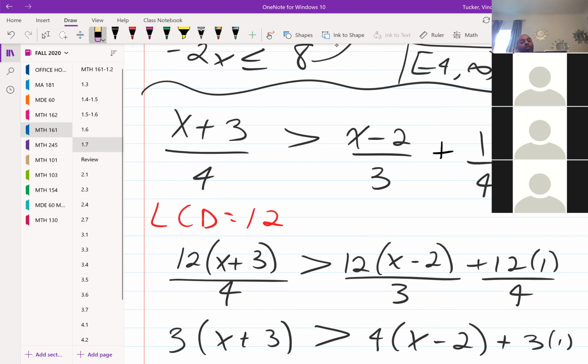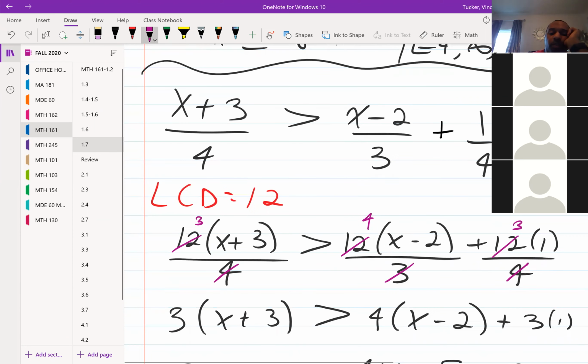Don't forget that after you find your LCD, you're going to multiply each term by the LCD. So that's why I have 12 times (x plus 3) over 4, 12 times (x minus 2) over 3, and then 12 times 1 over 4. Multiply each numerator by the LCD, and that allows us to cancel the denominators. 4 goes into 12, leaves us with 3. 3 goes into 12, leaves us with 4. 4 goes into 12, leaves us with 3. That gives us the result on that bottom line: 3 times (x plus 3), 4 times (x minus 2), and then 3 times 1.